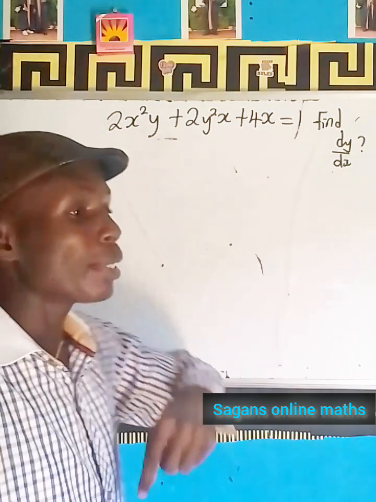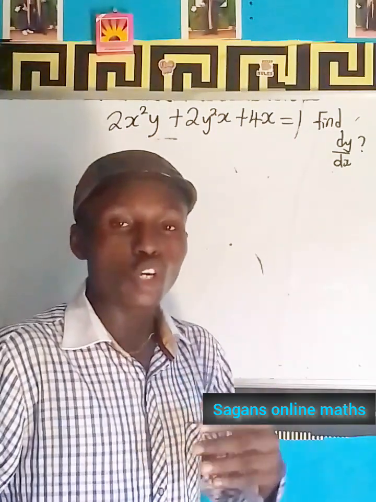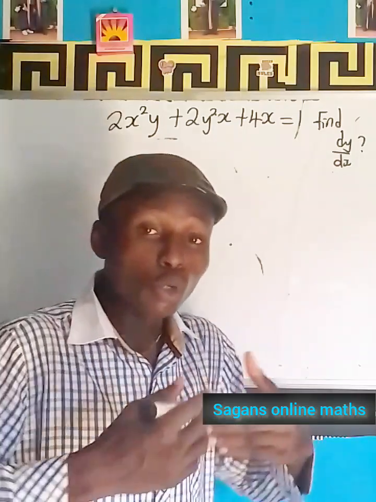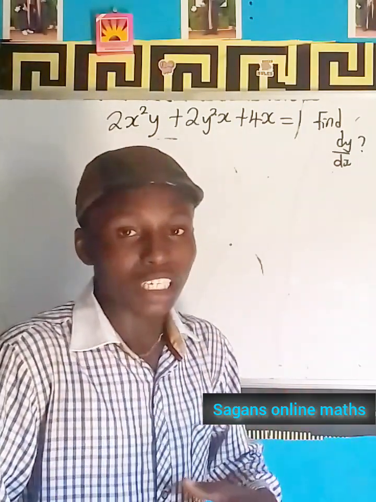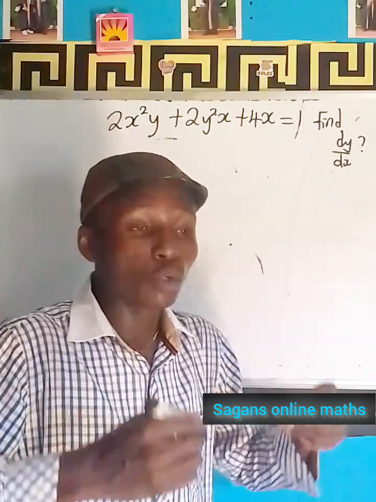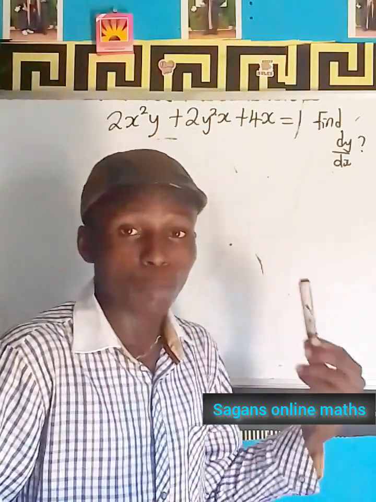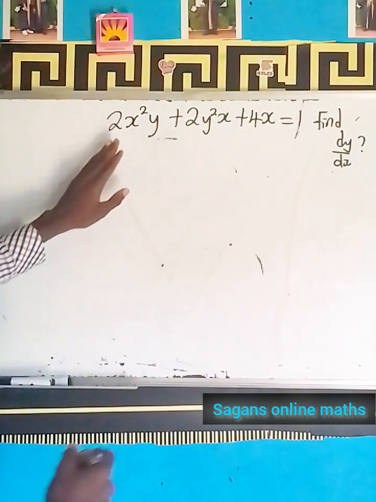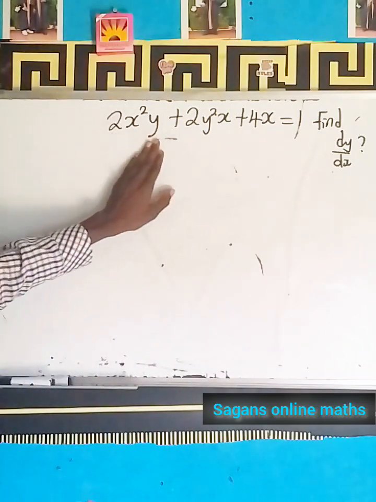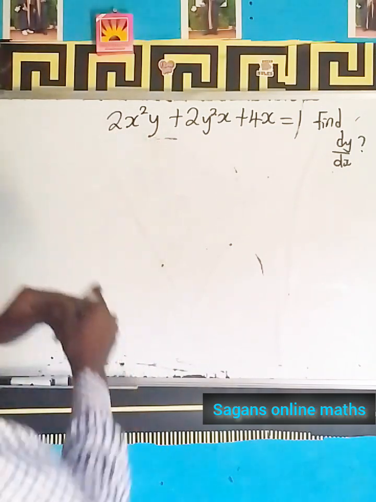So note that in implicit differentiation, all the rules that govern differentiation are applied. And one of the rules that we must apply here is the product rule. The product rule helps us here very well. So let's differentiate this. If you are differentiating x squared, first of all we'll keep y constant. So let's differentiate x squared.